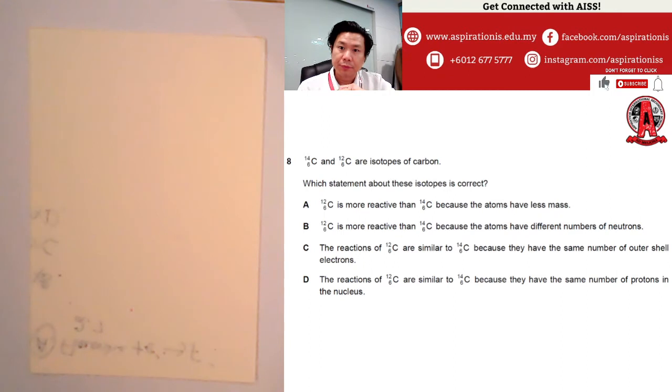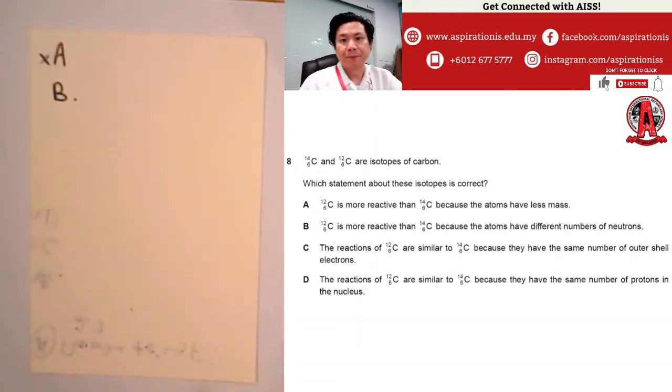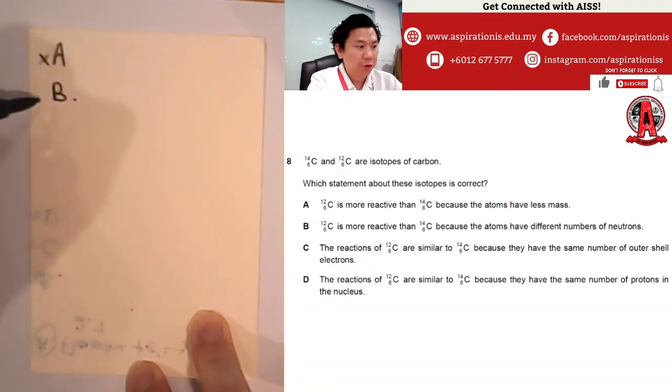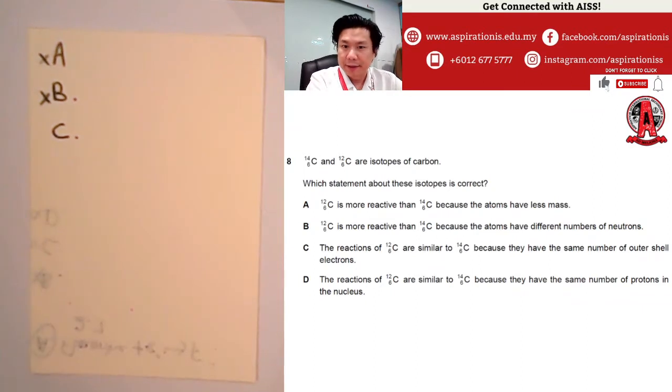A. First of all, the reactivity. I think they're talking about radioactivity here, but we know that carbon-14 is the radioactive isotope, so A is definitely out of the question. Yeah, but we know that carbon-14 is more radioactive, so B is not the answer. C, the reactions are similar because they have the same number.